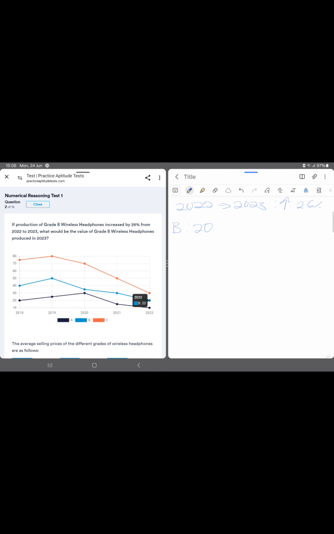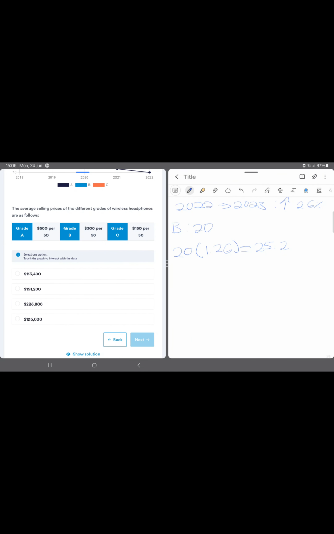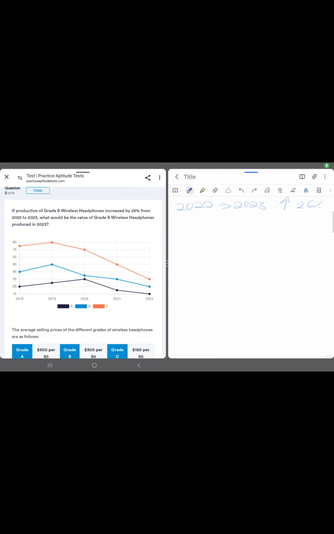Meaning that the production for 2023 will be the 20 that they gave us, then in brackets we'll multiply it with 100% plus 26%, which can be written as 1.26, and 20 times 1.26 gives us 25.2. And then looking at our options, we'll move on to the next question.